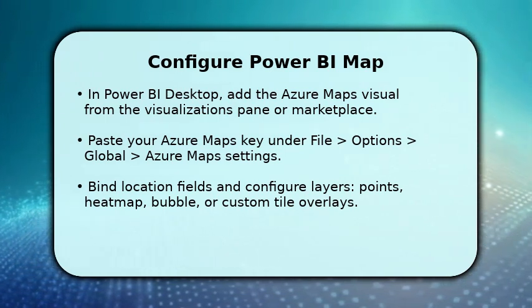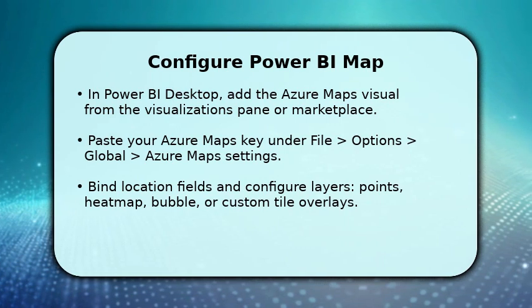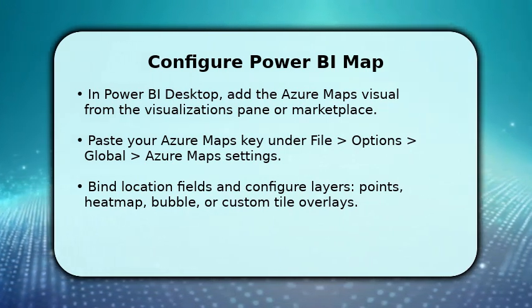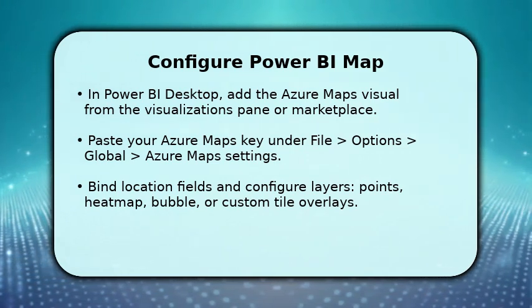After authentication, bind your dataset location fields, latitude/longitude or categorical location, and choose layers like points, heat map, or bubble. These steps control rendering, performance, and the visual context for users.